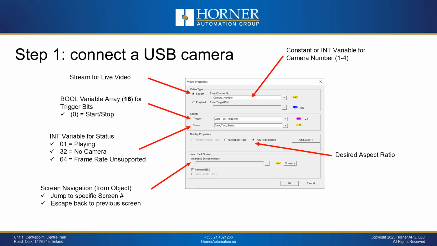At runtime, the video object includes an escape button or back arrow which can be configured to either return to the previous screen or jump to a designated screen. The video display can also be configured with either a 16:9 or 4:3 aspect ratio. Most modern cameras typically use a 16:9 aspect ratio, which is often set as the default.